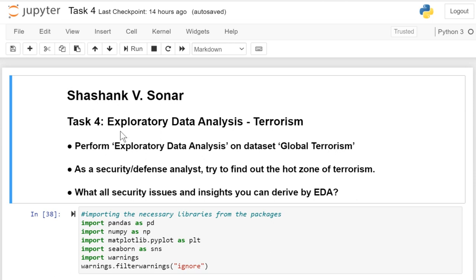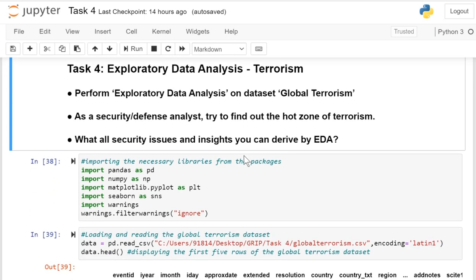So in this task for exploratory data analysis of terrorism, we need to perform exploratory data analysis on the Global Terrorism dataset. As a security or defense analyst, we need to find out the hot zone of terrorism, and what security issues and insights we can derive by EDA, exploratory data analysis.